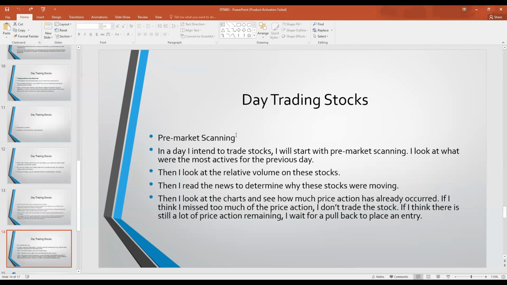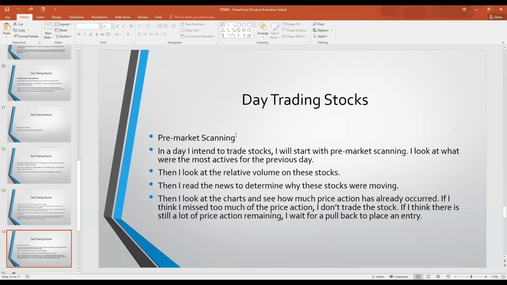After doing these things, the next thing I do is look at the charts to see how much price action has already occurred. If I think too much price action has already occurred, meaning the price already went up too much, I might not want to buy the stock anymore because I think I missed out on the price action. In other words, the price has already gone up to where I think is the maximum, and I don't think the price will go up further, so I might not buy that stock.